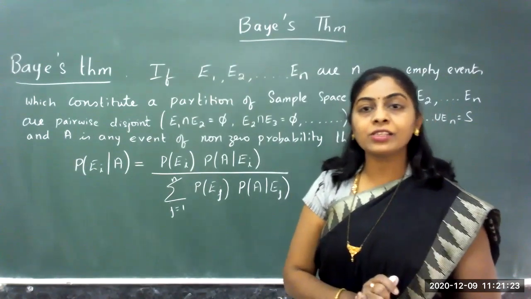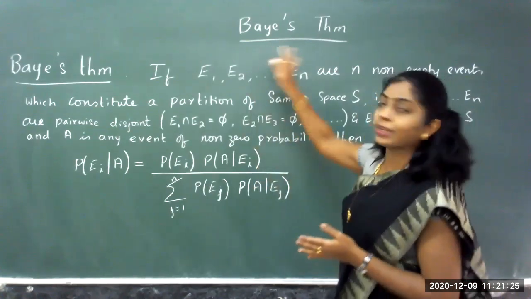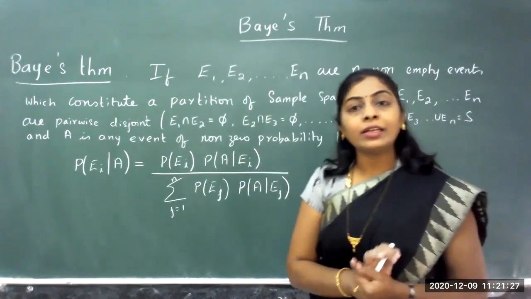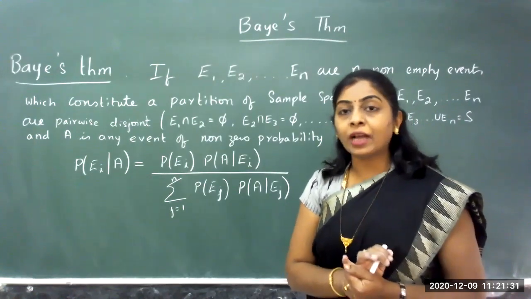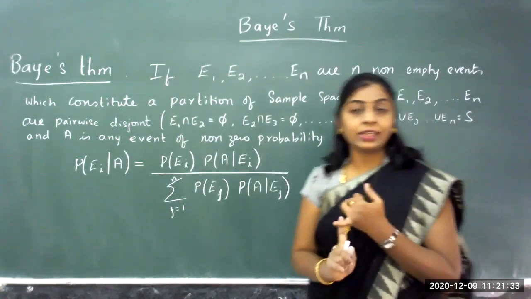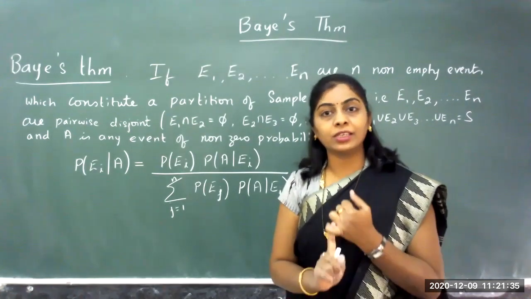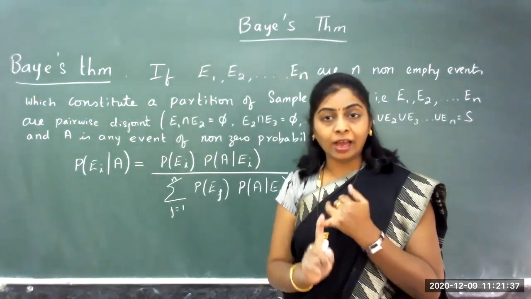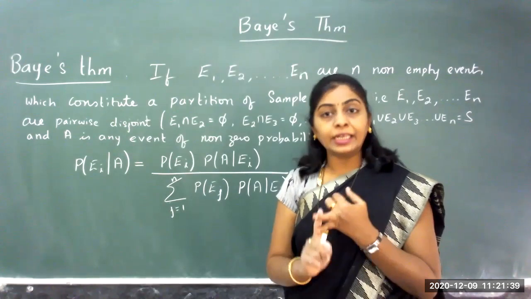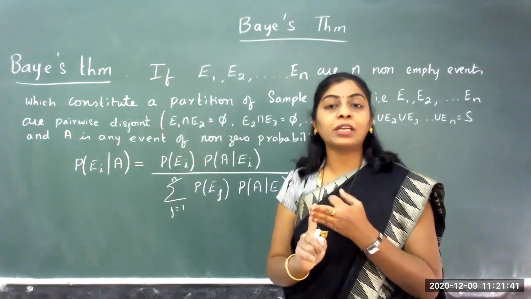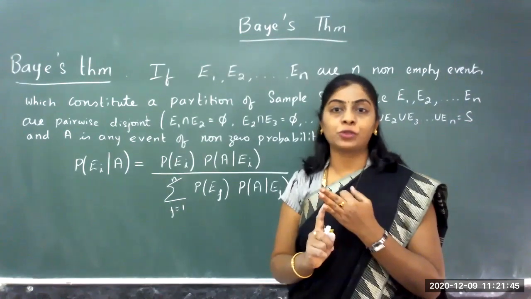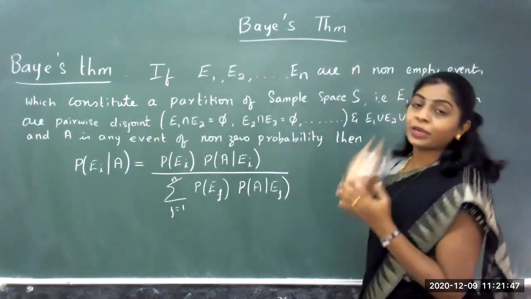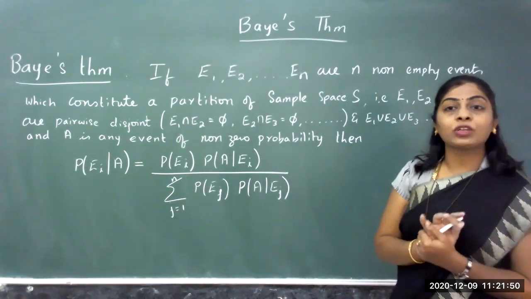In today's class, we will start with Bayes' theorem. Now, let's see what I mean by Bayes' theorem. After we completed the last class, we started with conditional probability. After that, we learned independent events and the multiplication theorem. So we have finished these concepts and problem solving. The next one is Bayes' theorem. Let me define what this Bayes' theorem is.